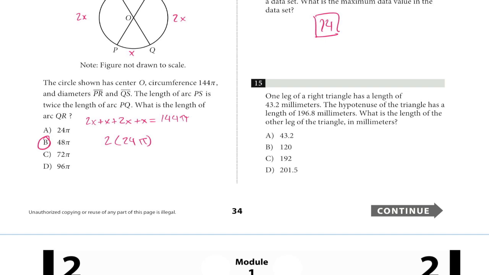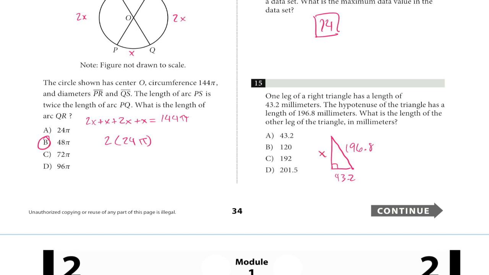So we're just going to draw a right triangle, just so we can label these things. We know that one leg is 43.2. I'm just going to make this bottom side 43.2. And then the hypotenuse, so that's the long side, is 196.8. And then they want to know the other leg, so they just want to know what this side is.